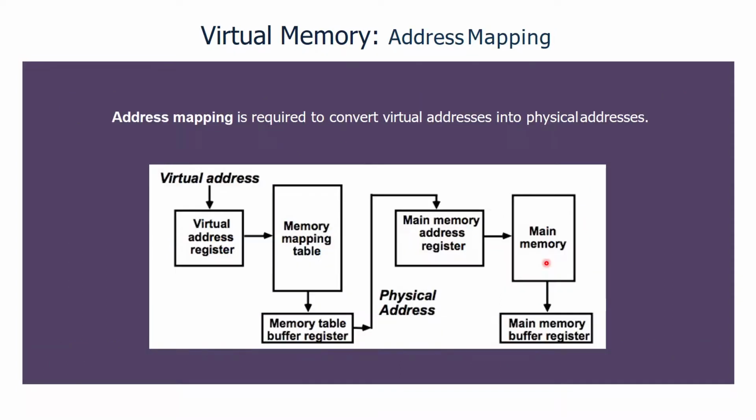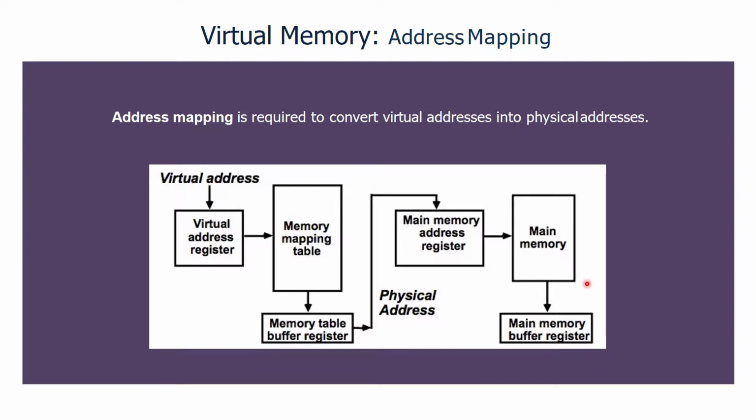Let's move ahead. What is address mapping? We have to convert our virtual address into the main memory address. We have to fetch it and get the work done through the main memory. So this is the way to do it. When we have the virtual address, we check the virtual address register for the memory mapping table. When we reach the memory mapping table, we get the value of the memory table buffer register. Then we get the main memory address register through the physical address, and then the main memory. You will see an example later on.